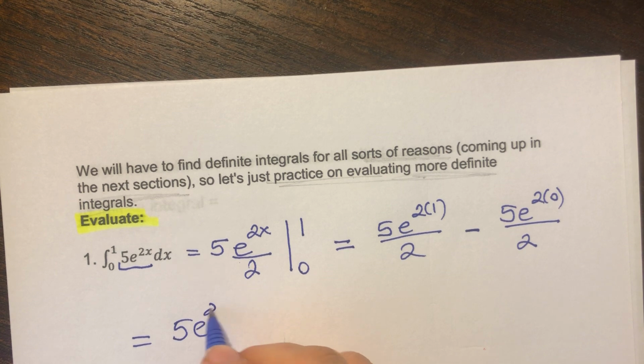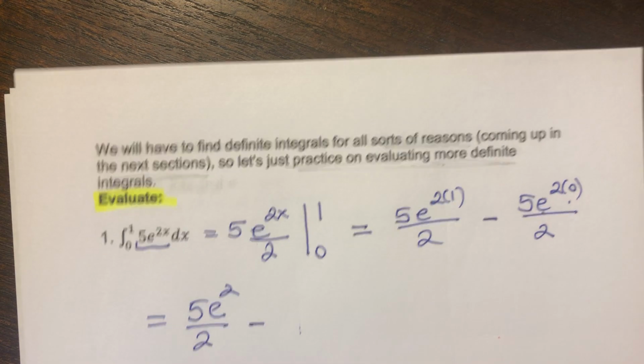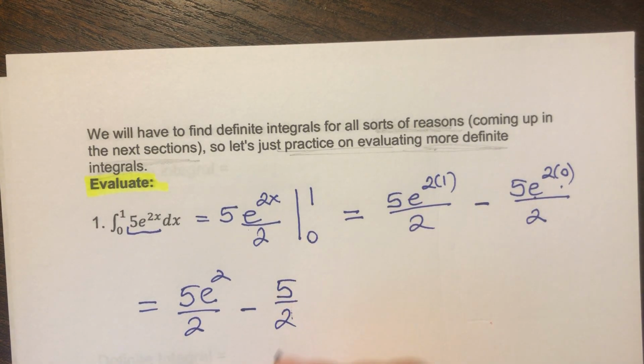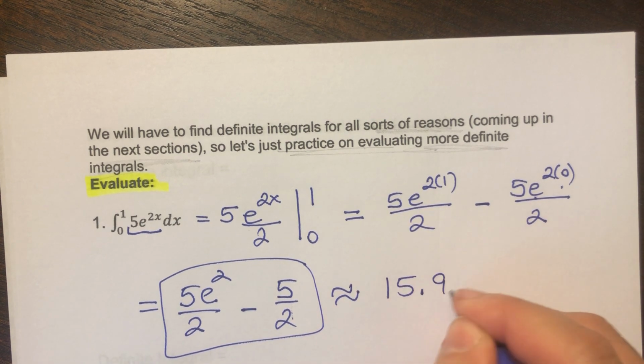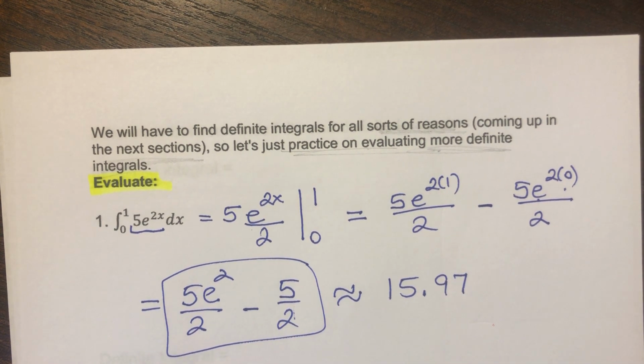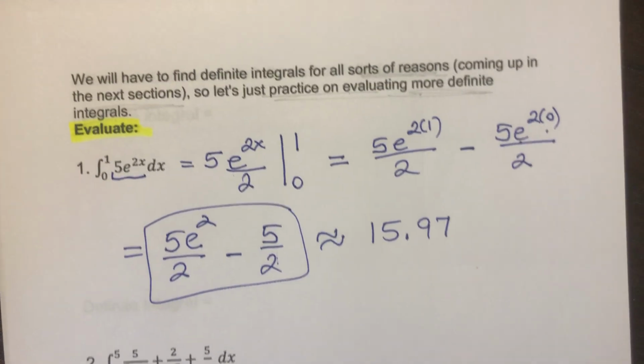5e to the second divided by 2, minus, again, the e to the 0 is a 1, so 5 halves. Now, you could perfectly leave it like this. It's an exact value. It's really not a big deal. If you want to put it in your calculator, you will find the approximation for this is about 15.97. Now, as you see, I am not writing square units because I am not asked to find the area. Who knows what this definite integral was being used for. So there's no reason to write square units unless we're asked to find an area.